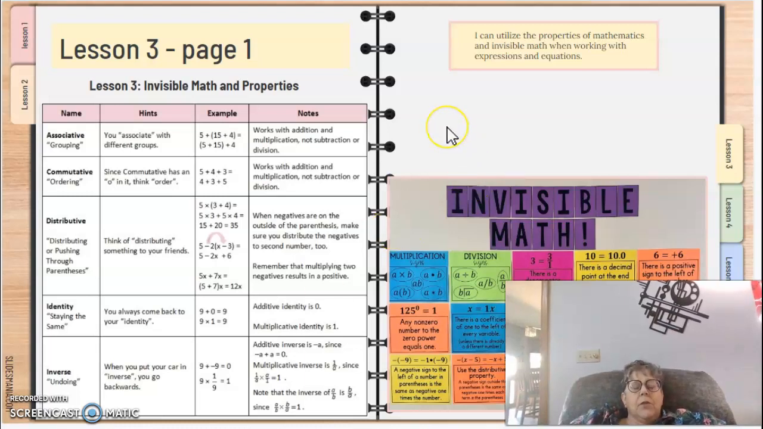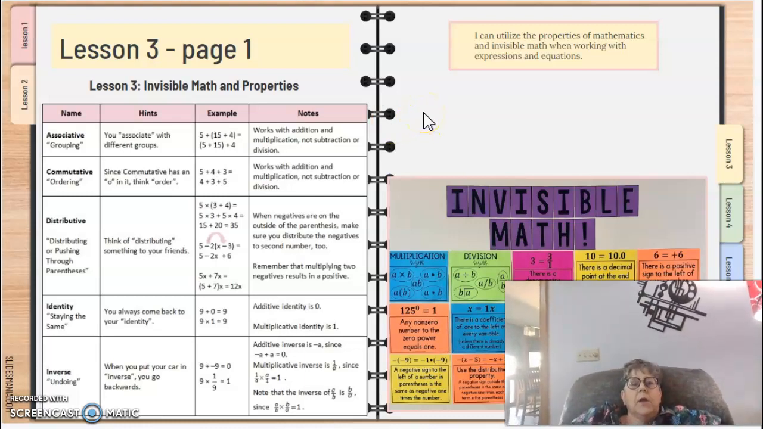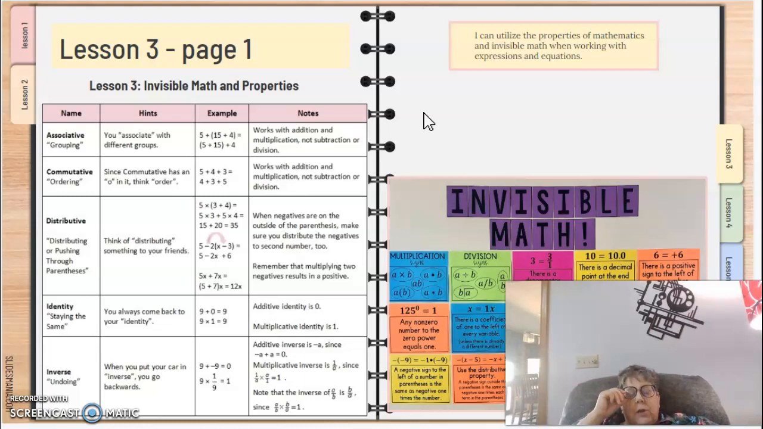Hey everybody, and welcome to Lesson 3 of Unit 0. We're going to talk about properties and rules in mathematics that you've learned previously in elementary and middle school that are going to follow us into algebra and become very helpful as we begin the study.